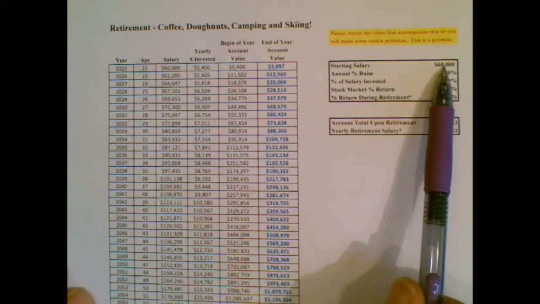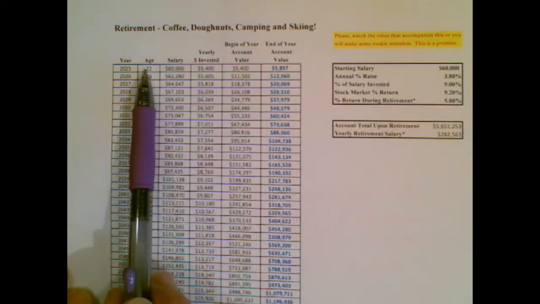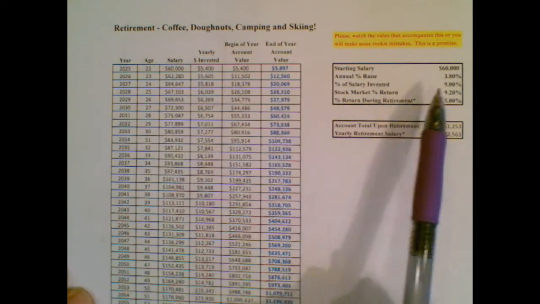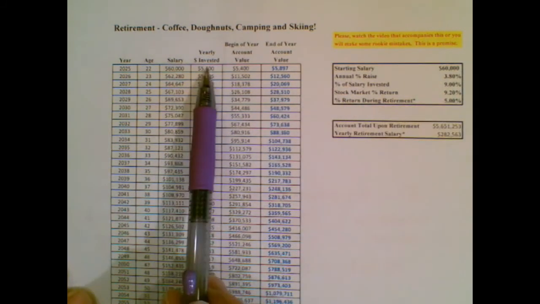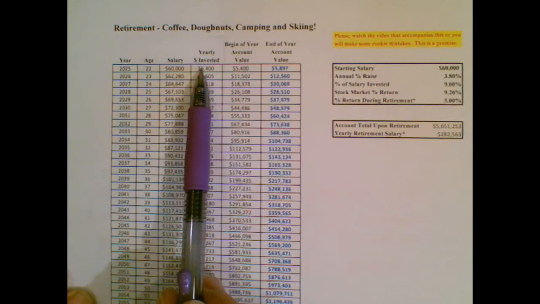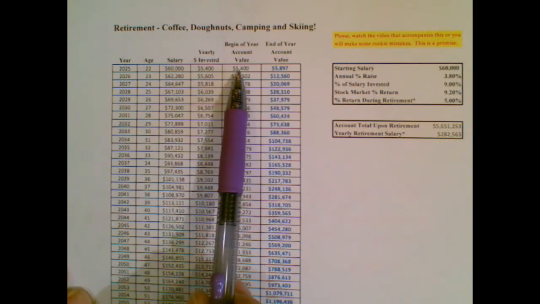This person said that their salary is going to be $60,000. So at age 22, their starting salary is $60,000. This person says they're going to invest 9% of their salary. So this $5,400 is a calculation that is 9% of that. So on January 1st of the first year, we pretend that they put all their money in on January 1st and they have $5,400 invested.